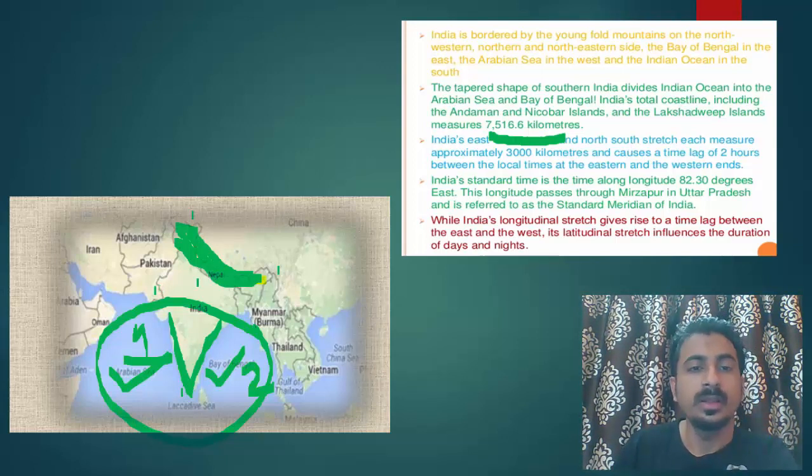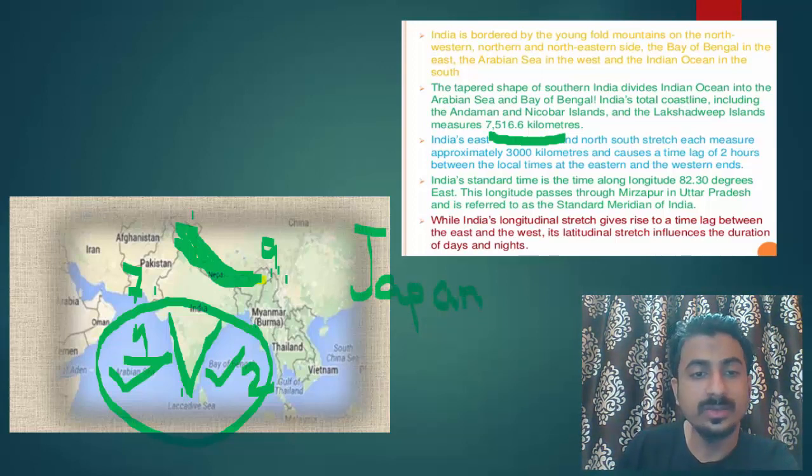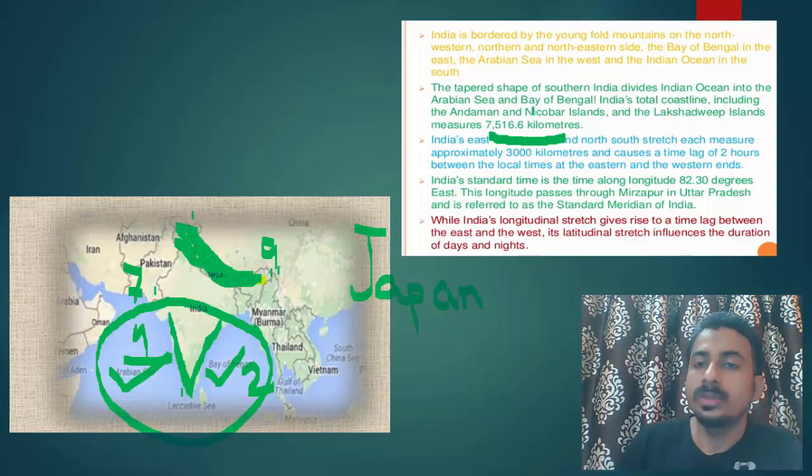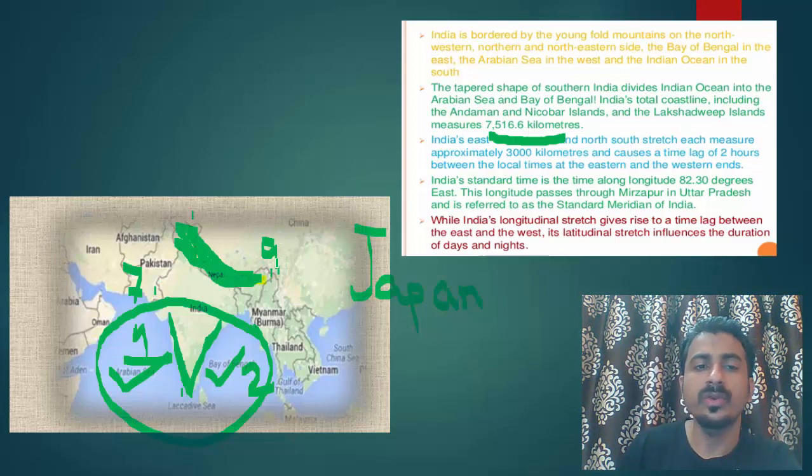What does this mean? This means that suppose in Arunachal Pradesh, if the local time is 9 a.m., then in Gujarat it will be 7 a.m. How? Because sun rises in the east. You know that Japan is the land of rising sun. So if sun will rise in the east, then places in the east will have morning earlier. So they will run ahead. So this explains to us that the difference between eastern and western part of India is of 2 hours.